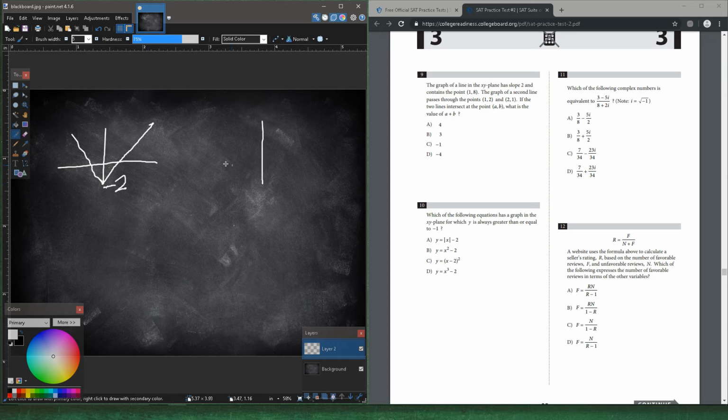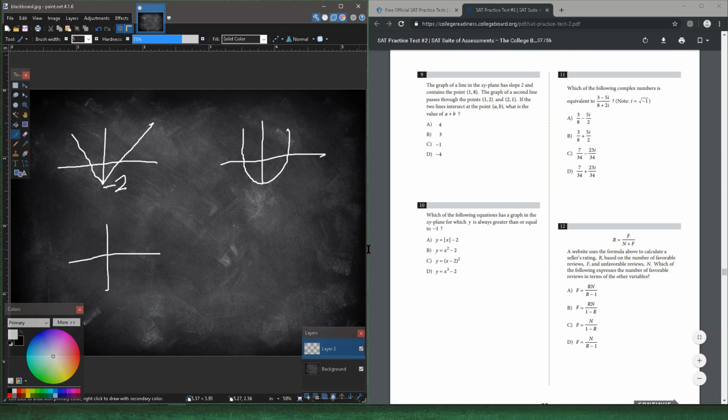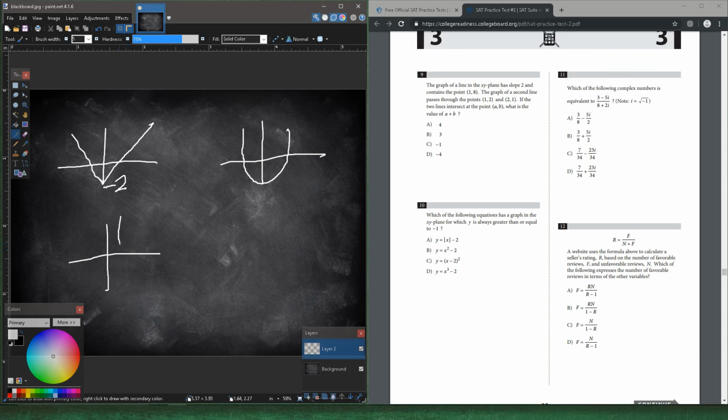B would be the same concept. It's going to be at (0, negative 2). But now instead of this V, we're going to have this curve. It's going to just be a parabola. And now for C, since the negative 2 is inside, it means it has to be at 2, because 2 minus negative 2 is 0. That's how I remember it. So it's going to be like an equation that touches the point right here at (2, 0). Right here is 2.